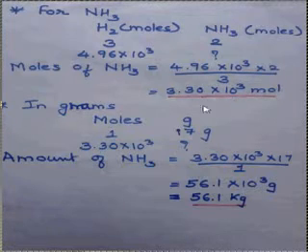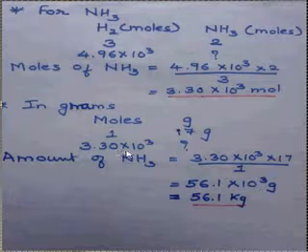Now this is the answer in moles. We need the value of ammonia in grams. So we are converting this into grams. Now 1 mole is equal to 17 grams. So if you calculate for ammonia, nitrogen is 14, hydrogen is 1. So 1 into 3 is 3. So 14 plus 3 will be 17 gram. So 1 mole is equal to 17 gram.